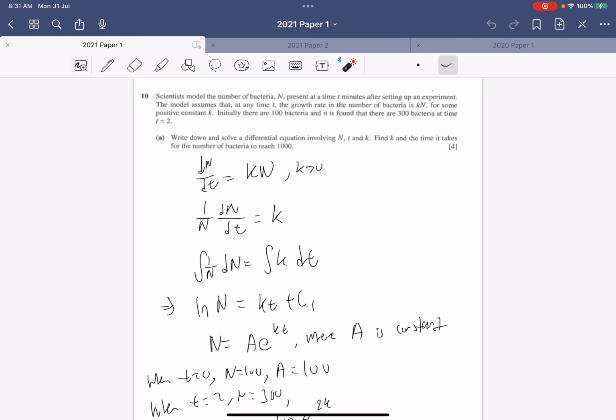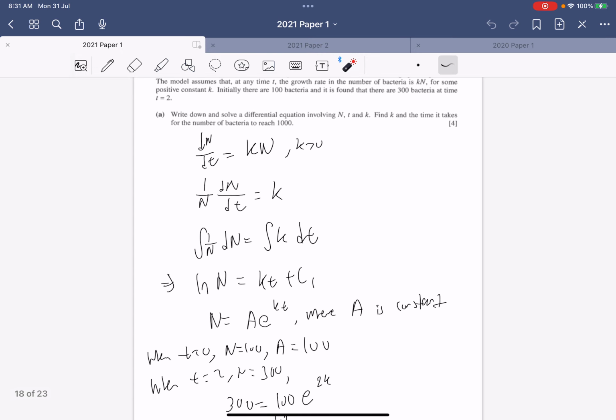So the scientists model the number of bacteria by n, and the time is in t minutes. Now it assumes that the growth rate, meaning dn/dt, is kn. So you just write dn/dt = kn for some positive constant k. And they tell you the initial number of bacteria and the time, but that can only help you solve the constants later on. And you should know that by practicing more.